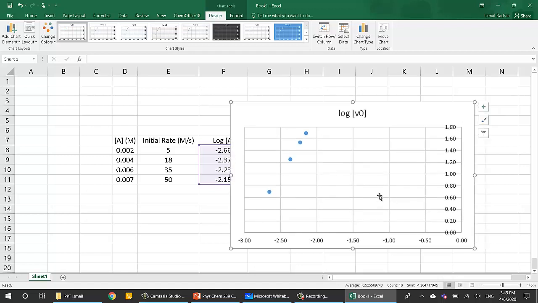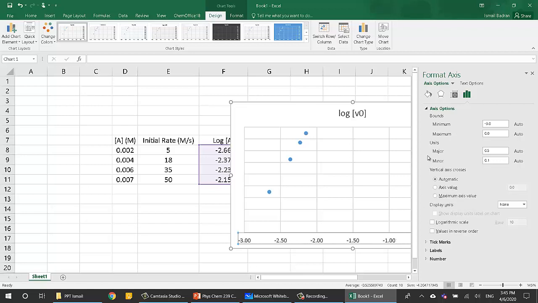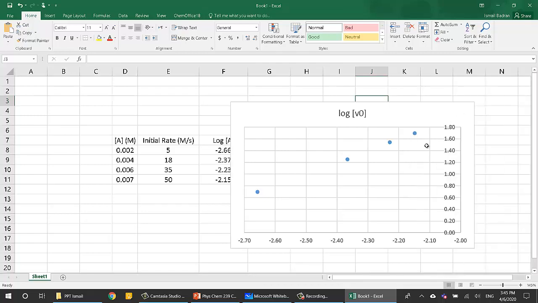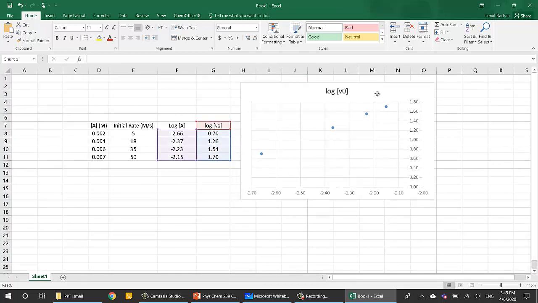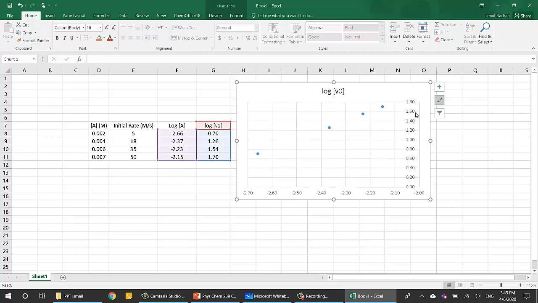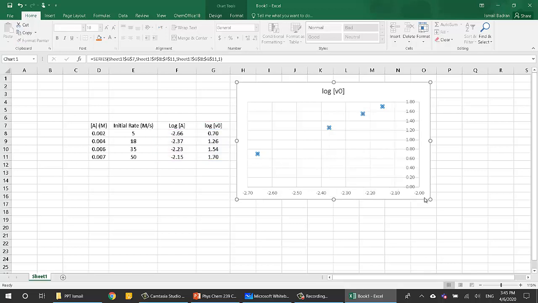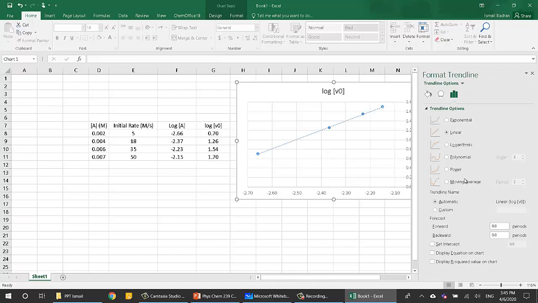Now the only thing, there is so much empty space here, so I'm going to just double click on this x-axis. I'm going to change it to from -3 to -2. That should be okay. Of course, you can here play with this and add an X title and Y title and everything. But what we are interested in here is just to see the slope. So if we click on the points and add trend line, you choose linear, of course.